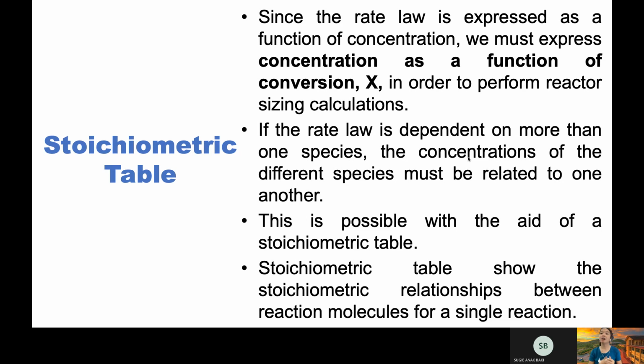Second, we find how to get K. So kita tahu macam mana kita dapat K from equation, how to calculate K if you are given prior knowledge of the value of K at other temperature. We learn how to get K from experimental work. So that's two. Third one is that now dalam rate law ada CA dan CB.